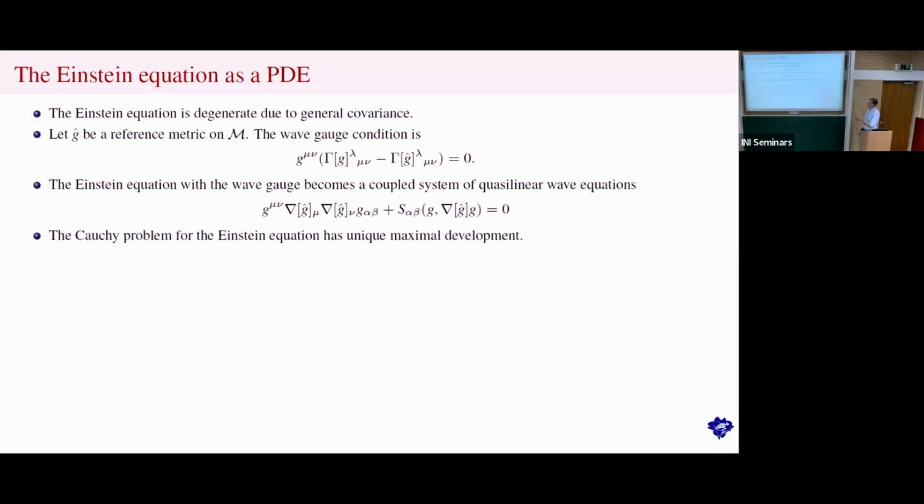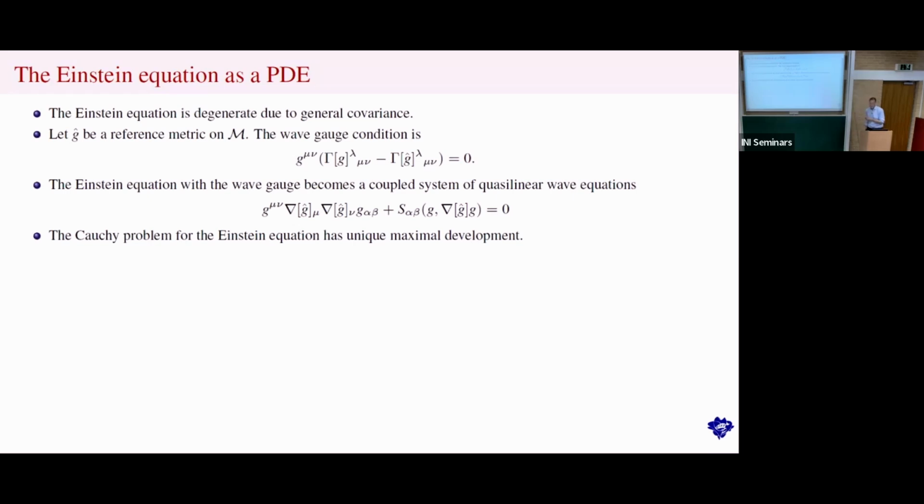As a PDE system, the Einstein equation itself is degenerate due to general covariance, so it doesn't have a particular type. To study this from a PDE point of view, you have to introduce a gauge condition to kill off this degeneracy. One example is the wave gauge. Here G hat is some background metric, and this expression is basically the tension field of the identity map from space-time with the G metric to space-time with the G hat metric. This is actually a vector field, so it's a covariant expression. There is no coordinate choice.